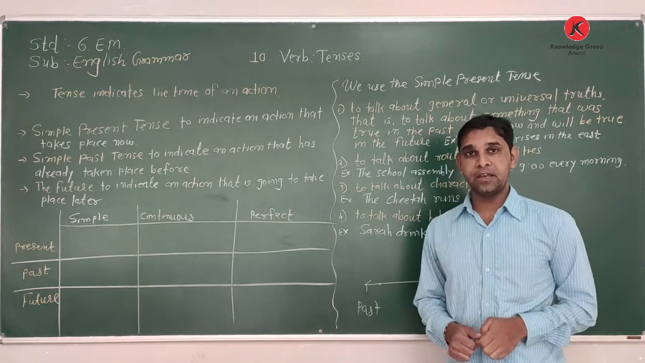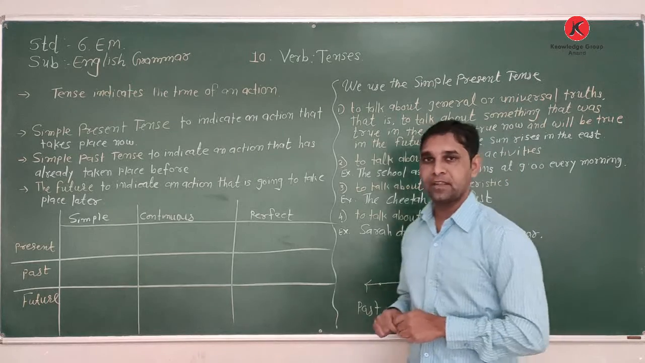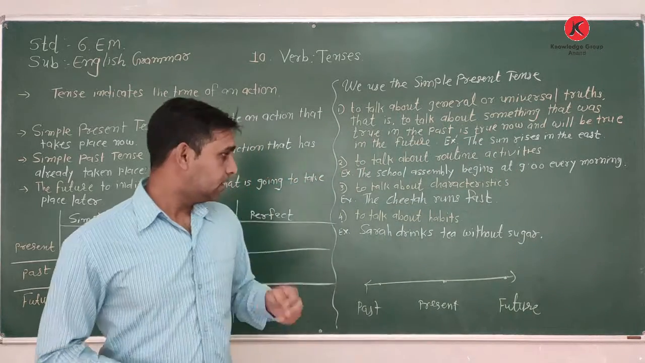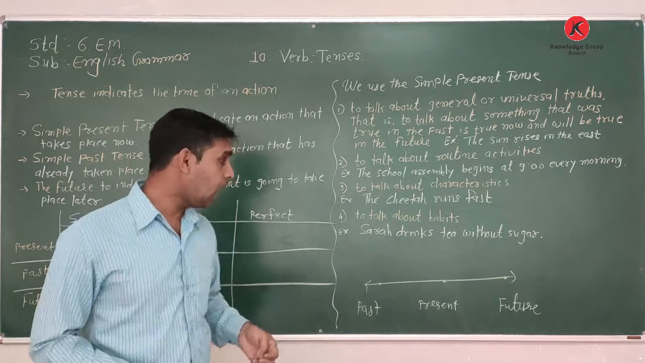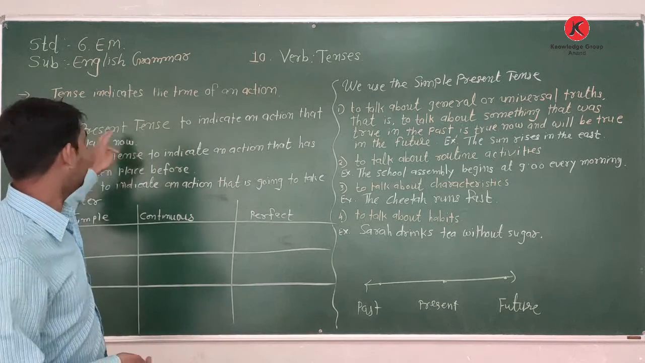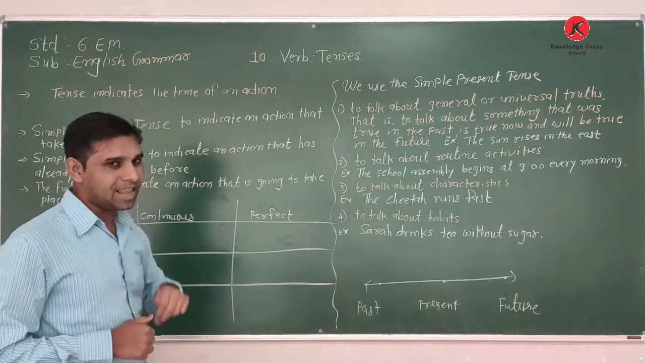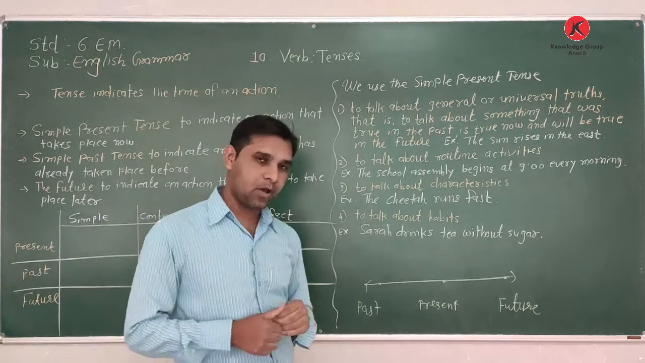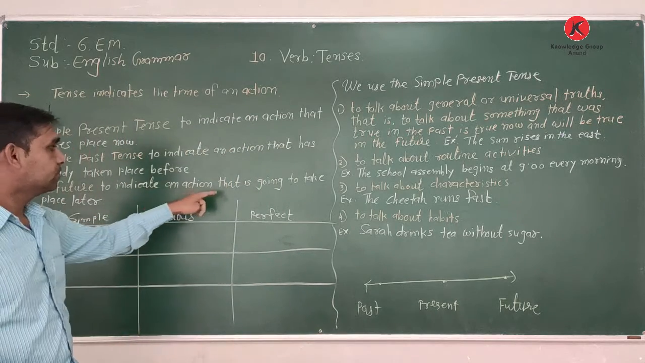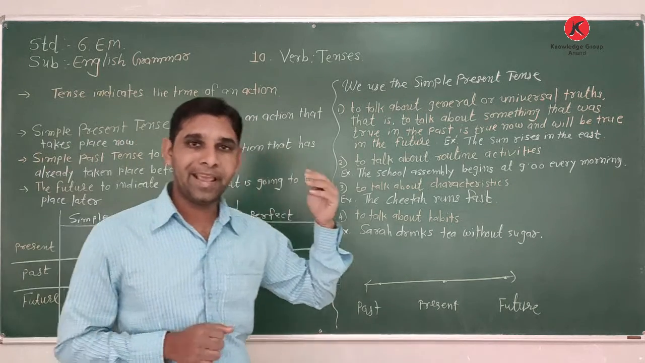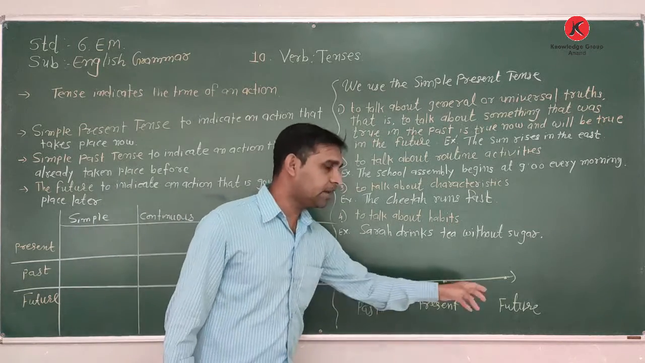If the action has completed in the past, that shows the past tense. The present tense indicates an action that takes place now, at that time. And the future is an action that is going to take place later. Past, present and future.